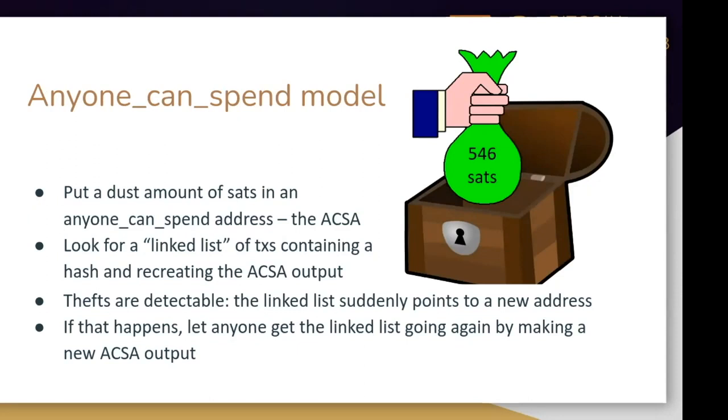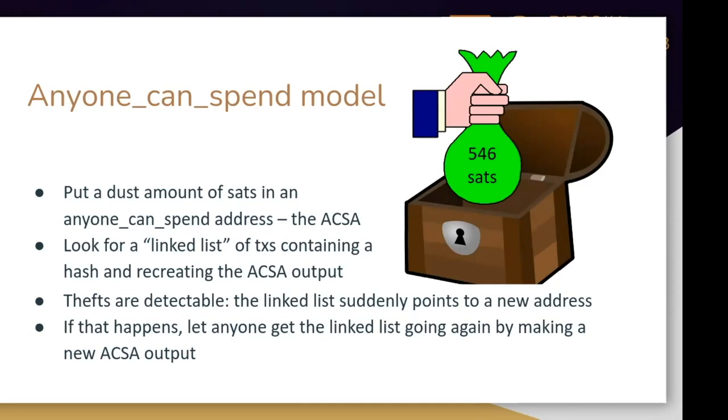So the anyone can spend model works like this. You put a dust amount of sats in an anyone can spend address, which I affectionately call the AXA, because anyone can spend address. Then you just look for a linked list of transactions that contain a hash and recreate that output. You're just taking money from that address, putting it back into it. All that money is there for is to pay fees, so it doesn't need to be very much, like $1 or something. You just have enough in there to pay for fees.